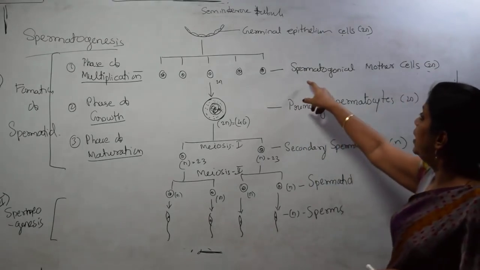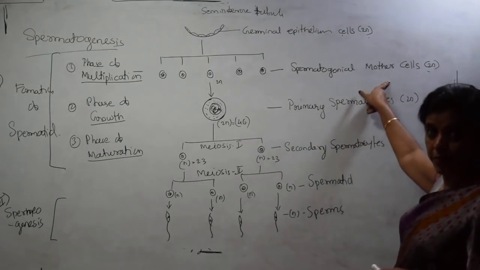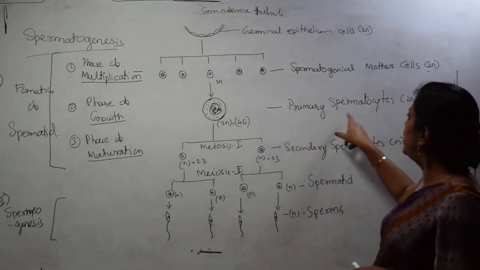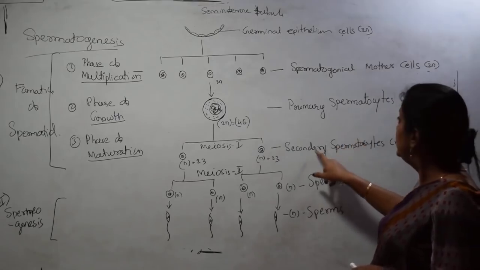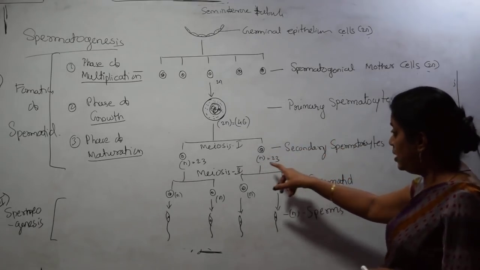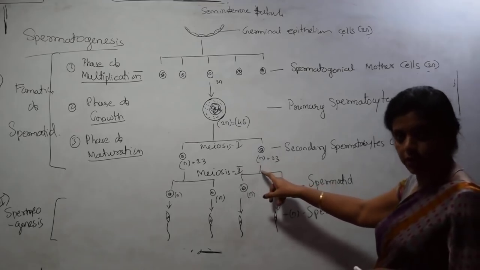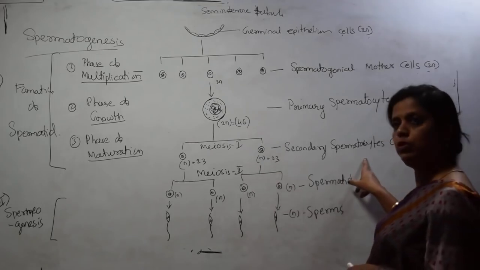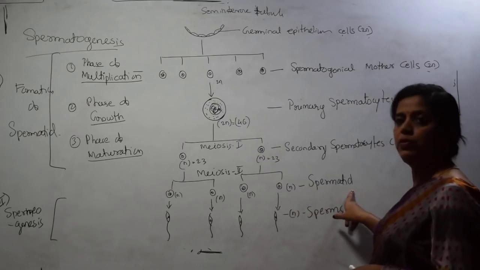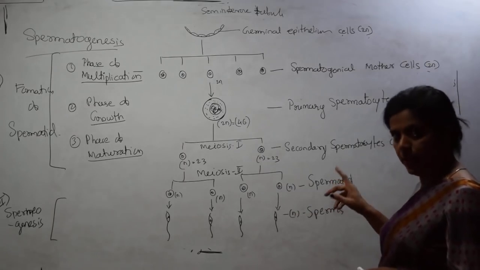See, for the first one I have written spermatogonial mother cells, or spermatogonial SMC. Second, after growth they are called primary spermatocytes. They are again diploid only, they are growing in size. Then after meiosis 1 there will be a haploid condition because it is a reduction division. They form secondary spermatocytes. Then after meiosis 2 they form spermatids, which is again a simple mitotic division.